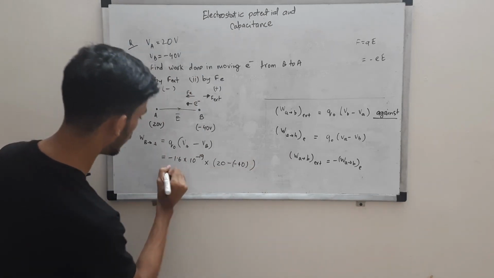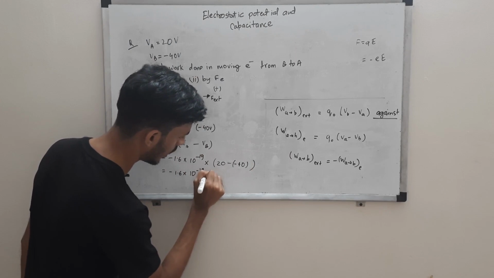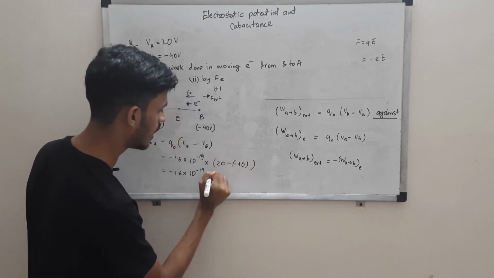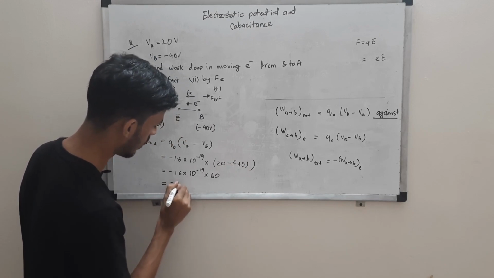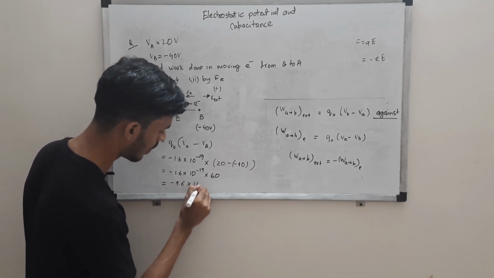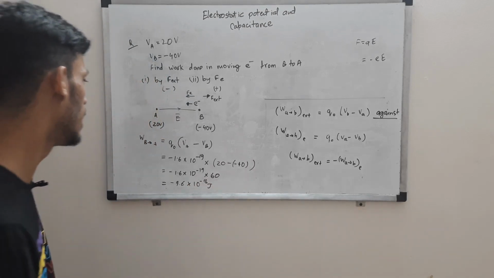You should not forget about the signs. Okay, so here we get, how much is this? 40 plus 20, that is 60. So 16 times 6 is 96, or I can say minus 9.6 into 10 to the power minus 18, and everything is in standard units, so this will be joules, right?